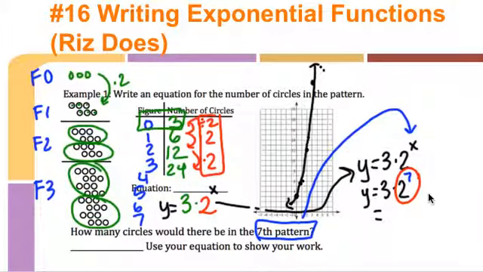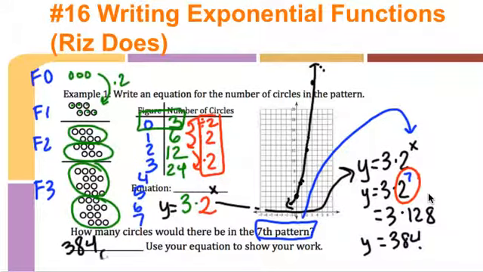So if I use my handy dandy calculator, I can see that 2 to the 7th power is equal to 128. So that means that I have 3 times 128. Then I'll multiply it by 3, and that gives me 384. Meaning that there will be 384 circles in the 7th pattern. Okay, so that's the first example. Let's do a couple more, and then that'll be it.